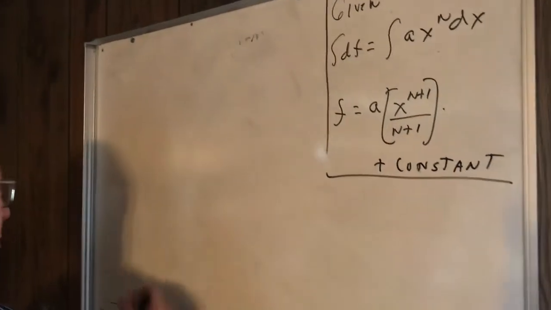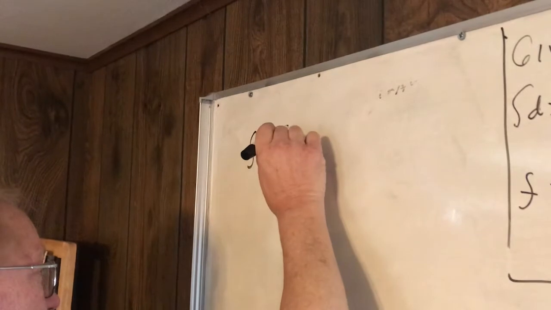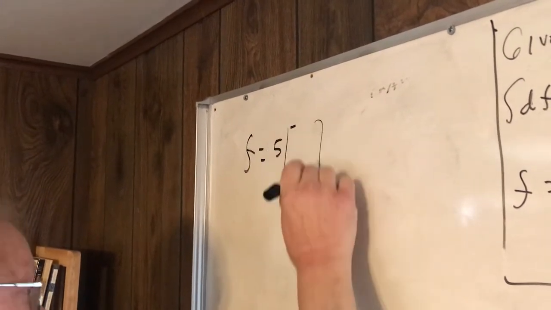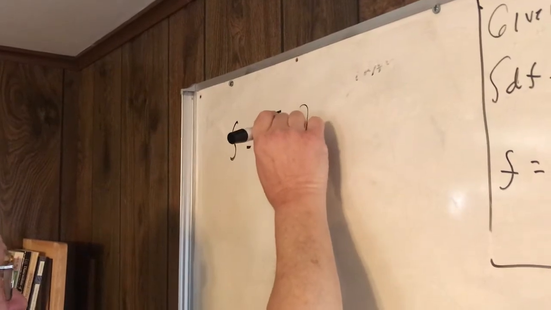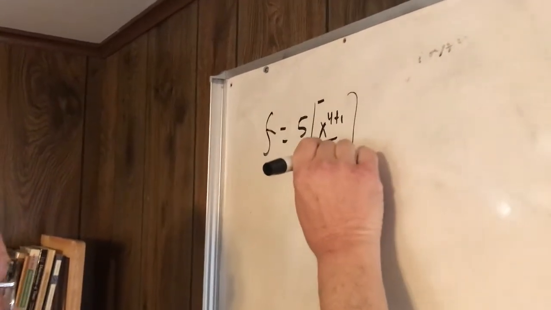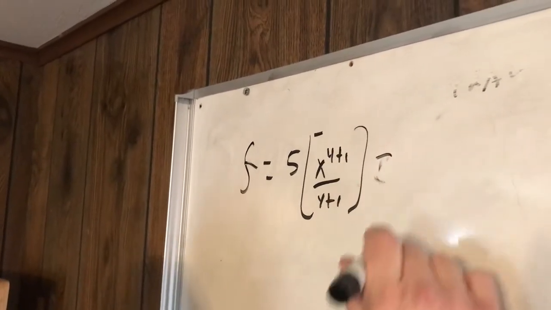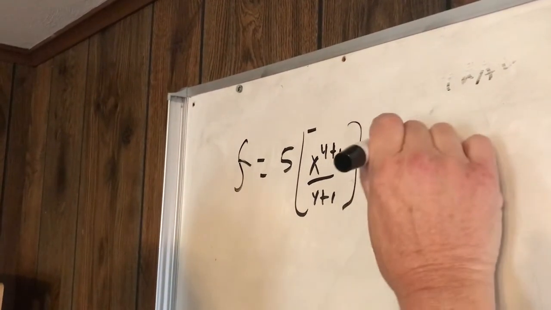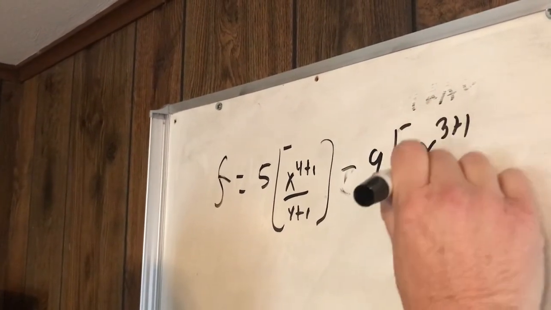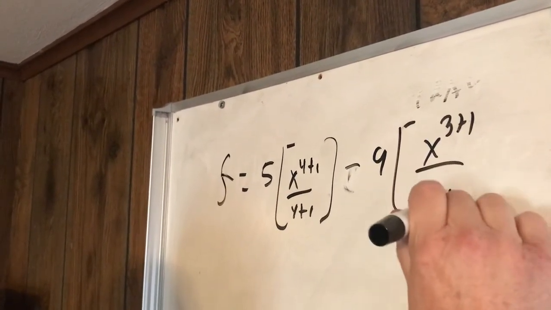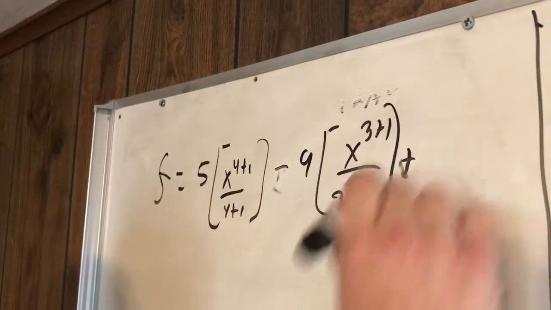So we're going to get f equals 5 times x^(4+1) over 4+1, minus 9 times x^(3+1) over 3+1. And now we have plus.